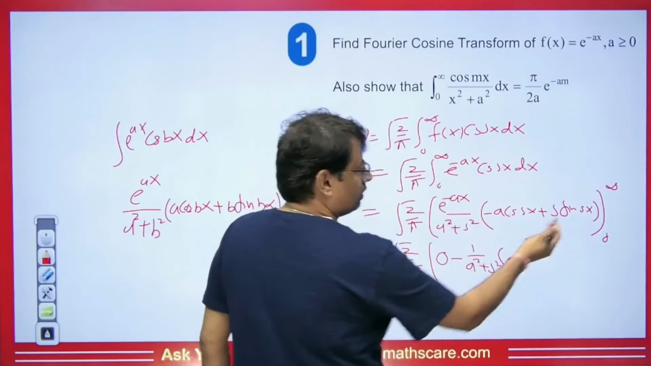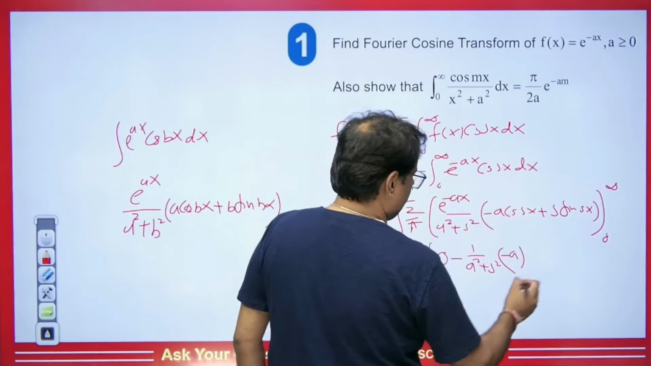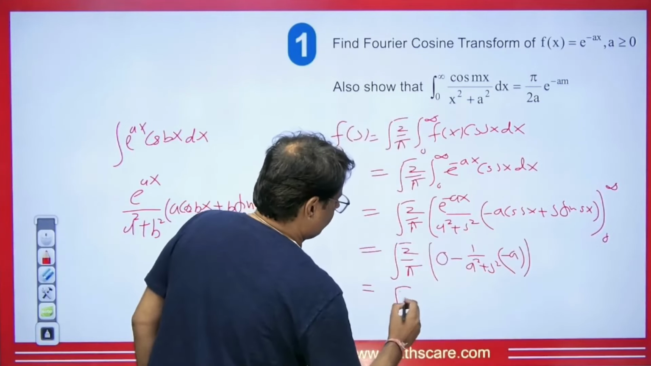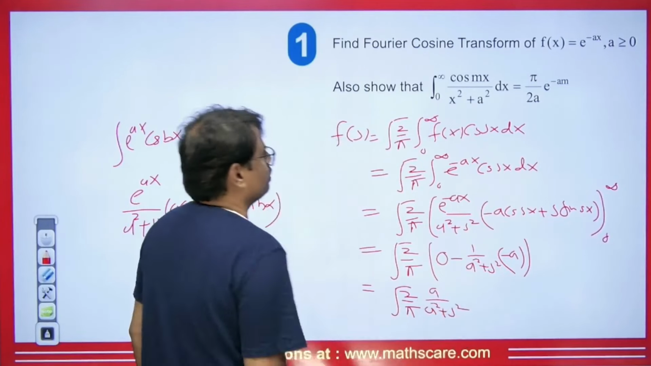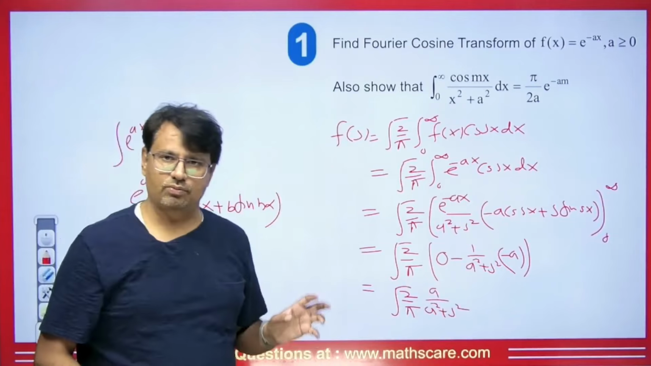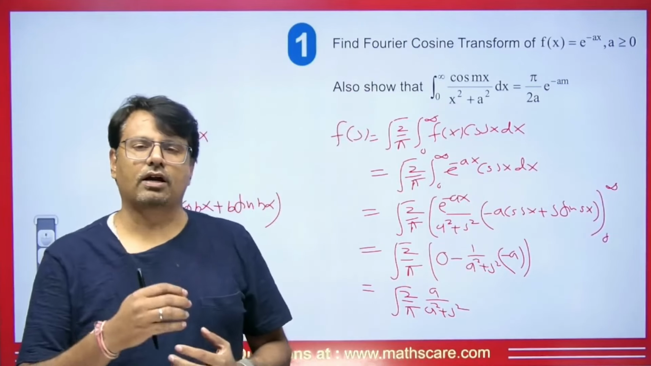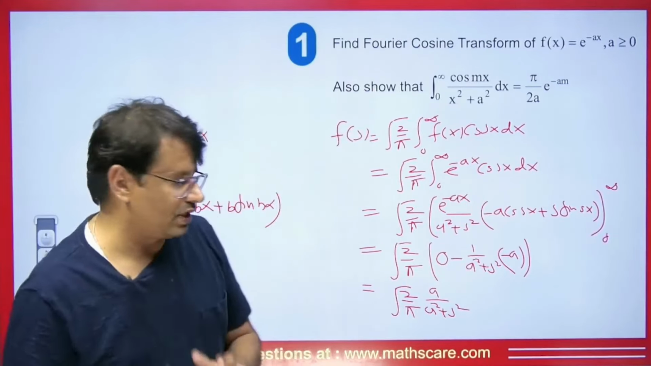The value of cos 0 is 1 and sin 0 is 0, so it becomes minus a. We will simplify this and we get 2 divided by pi. Here we will get a upon a square plus s square. So this will be the Fourier cosine transform. Clear? So we need to prove this, and for this we need to use the inverse Fourier cosine transform.